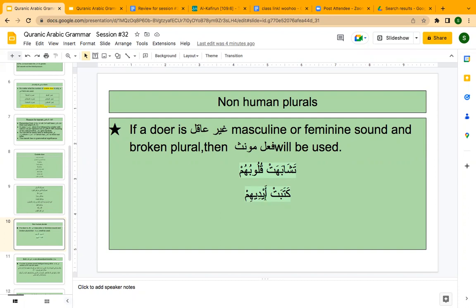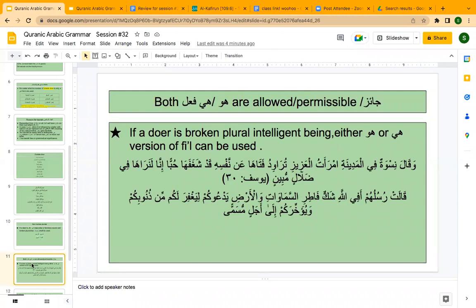And body parts, what about body parts in pair? How do we treat them? They are feminine, right? And what kind of feminine are they? Is it real feminine, sign feminine, or heard feminine? It is heard feminine, right? It's monas samai.